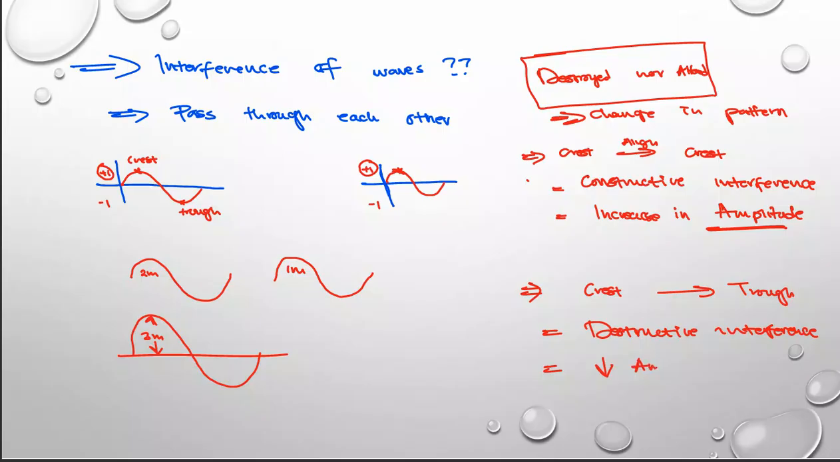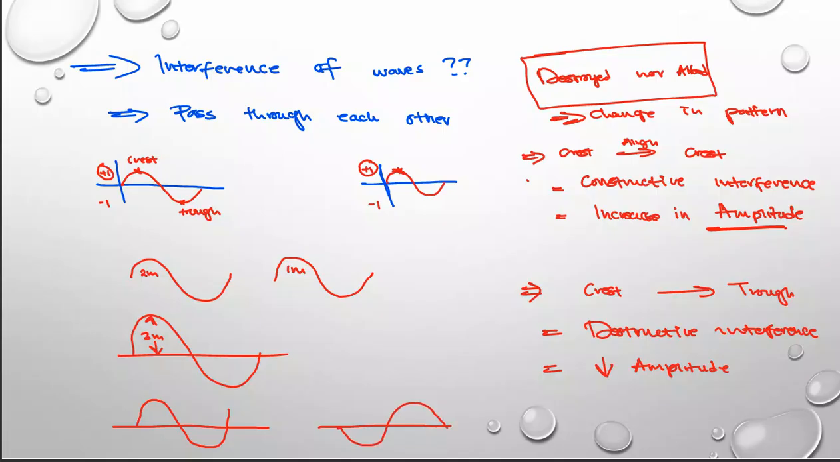We are going to have the decrease in amplitude in such a way that we subtract the two amplitudes. So for example, if we have this wave, you see this wave, and another wave now starts from here.